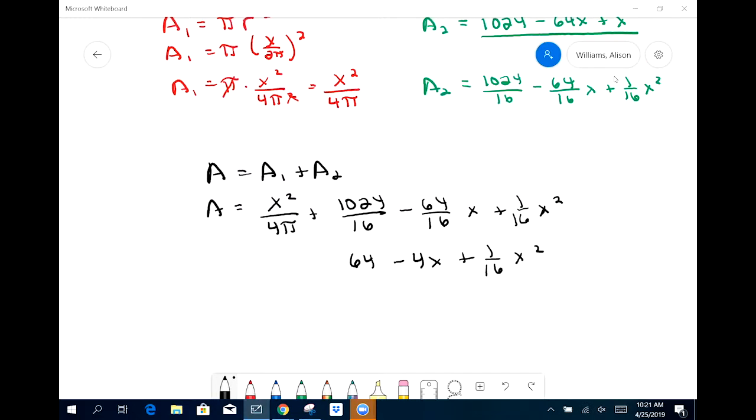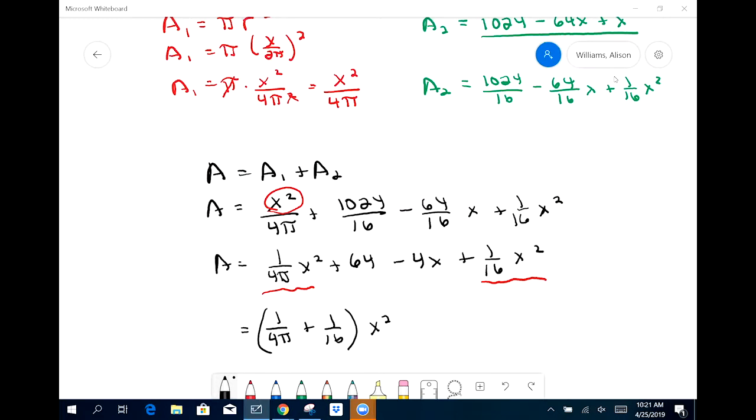I do notice, though, that the very first term I'm working with has an x squared in it as well, right? So I'm going to rewrite this first term as 1 over 4 pi x squared so that I can see that both of these terms have an x squared in them. The reason is I'm going to combine them together as one term. So if I were to add these two up, basically I would add the 1/4 pi plus 1/16, and that would give me the term in front of the x squared. And then I'm going to put the next term, which is 4x plus 64. So I'm putting it in standard form.